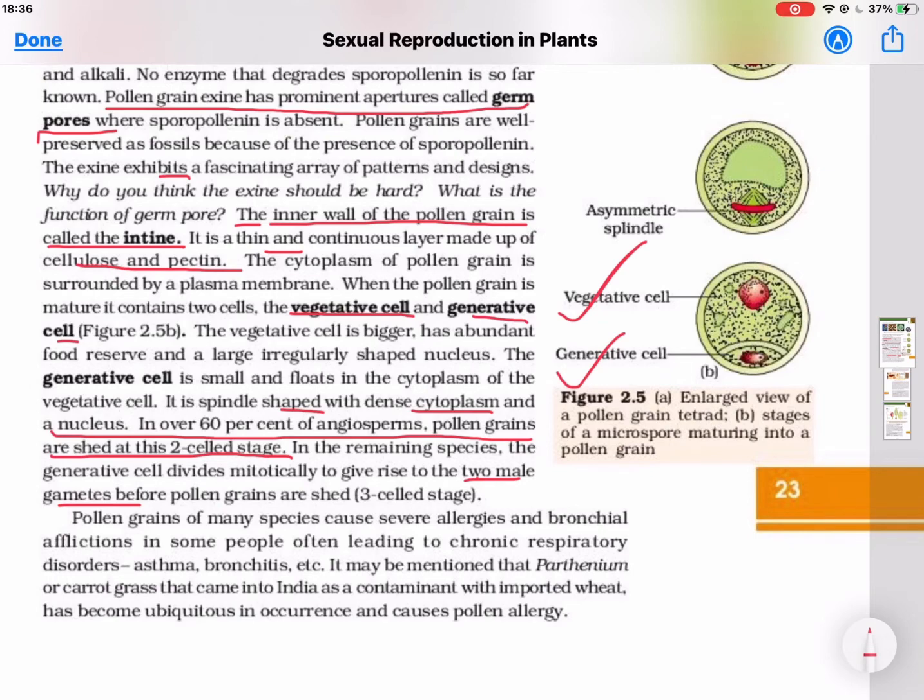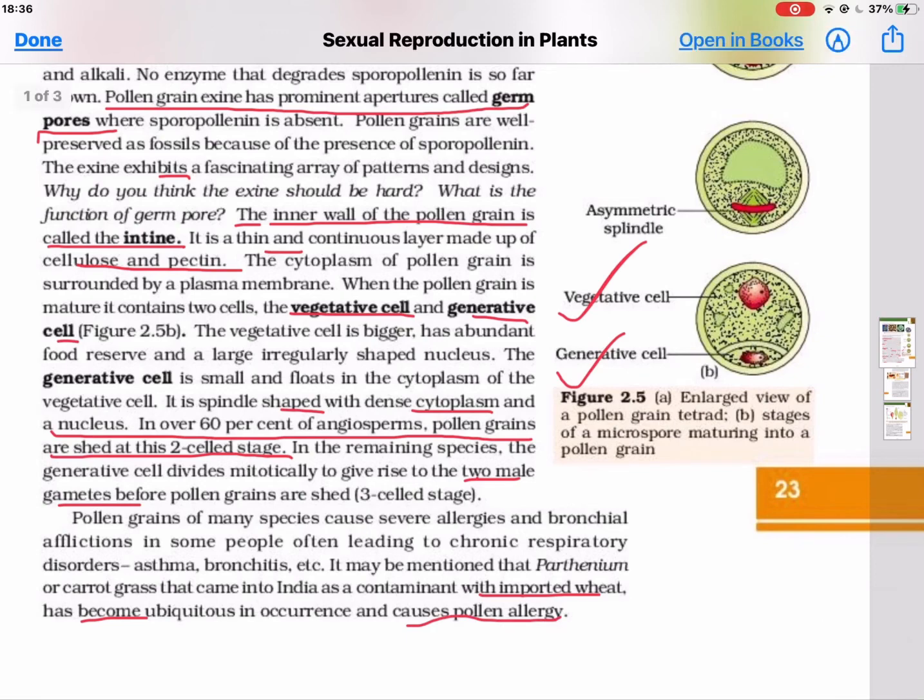Pollen grains of many species cause severe allergies and bronchial afflictions in some people, often leading to chronic respiratory disorders, asthma, bronchitis, etc. कुछ persons में ये allergy भी cause करता है और other problems भी. It may be mentioned that Parthenium or carrot grass that came into India as a contaminant with imported wheat has become ubiquitous in occurrence and causes pollen allergy.